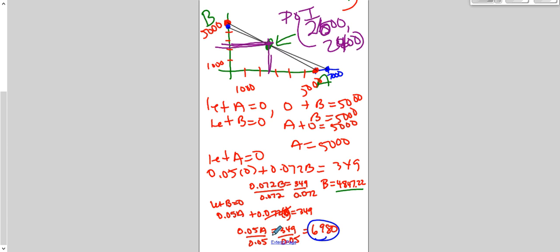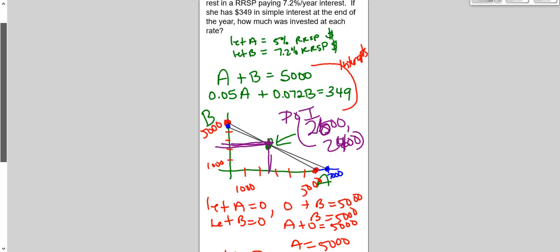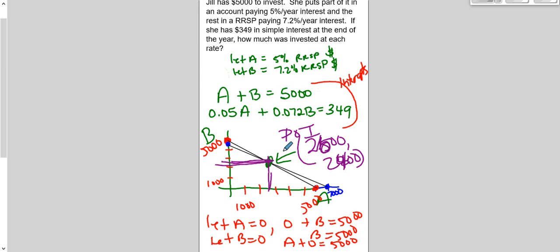So in RRSP A, we're going to put 2,600, and in RRSP B, we're going to put 2,400. And that way we would get that $349 in interest, and still have put away that whole $5,000. Now, is this the actual true answer? Probably not, because of our graph, right? Like, it looks like we're probably off by a little bit, which happens.